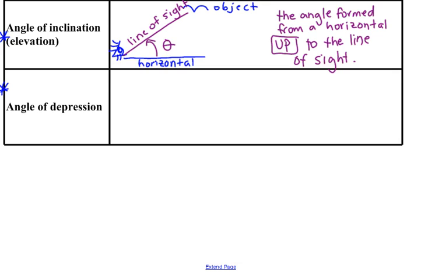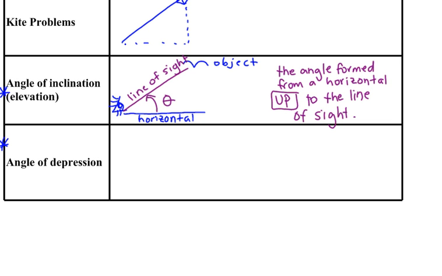The definition for depression, we're going to use all the same words, but only one word changes: down. The angle formed from a horizontal down to the line of sight. Okay, so here's my eyeball question, Janae.